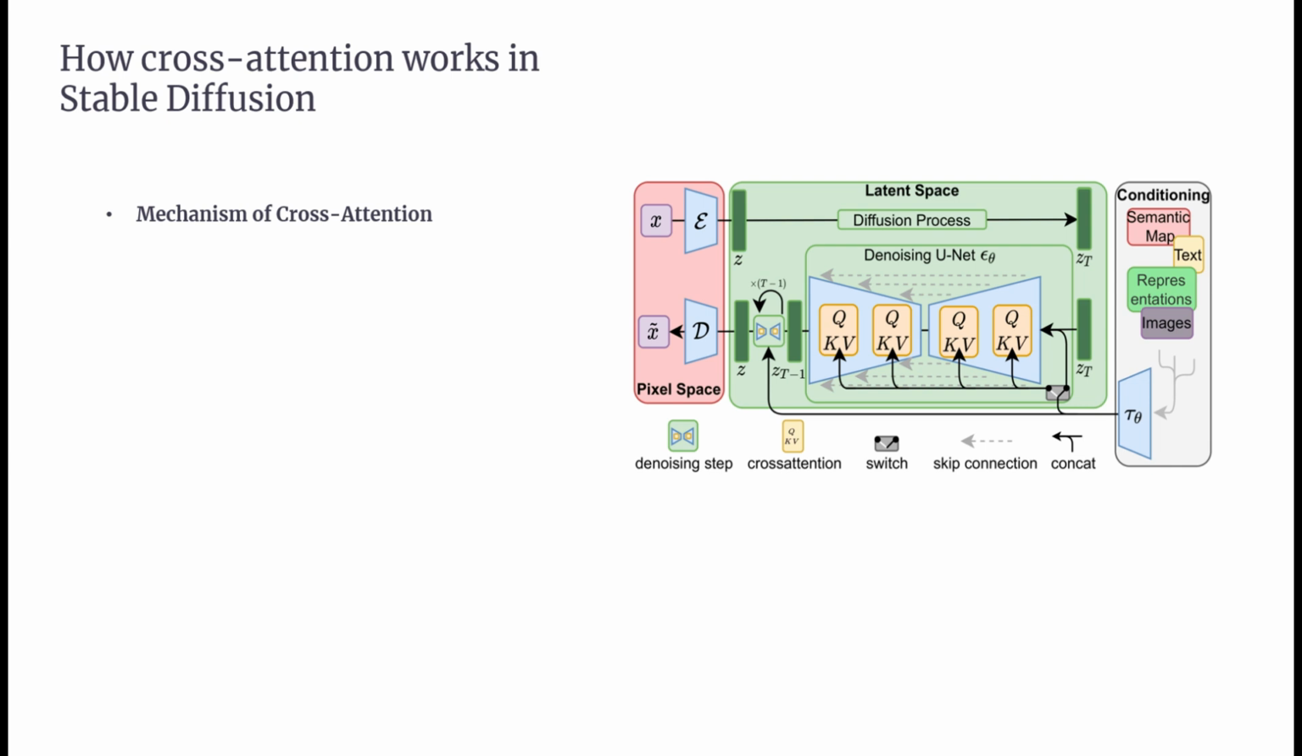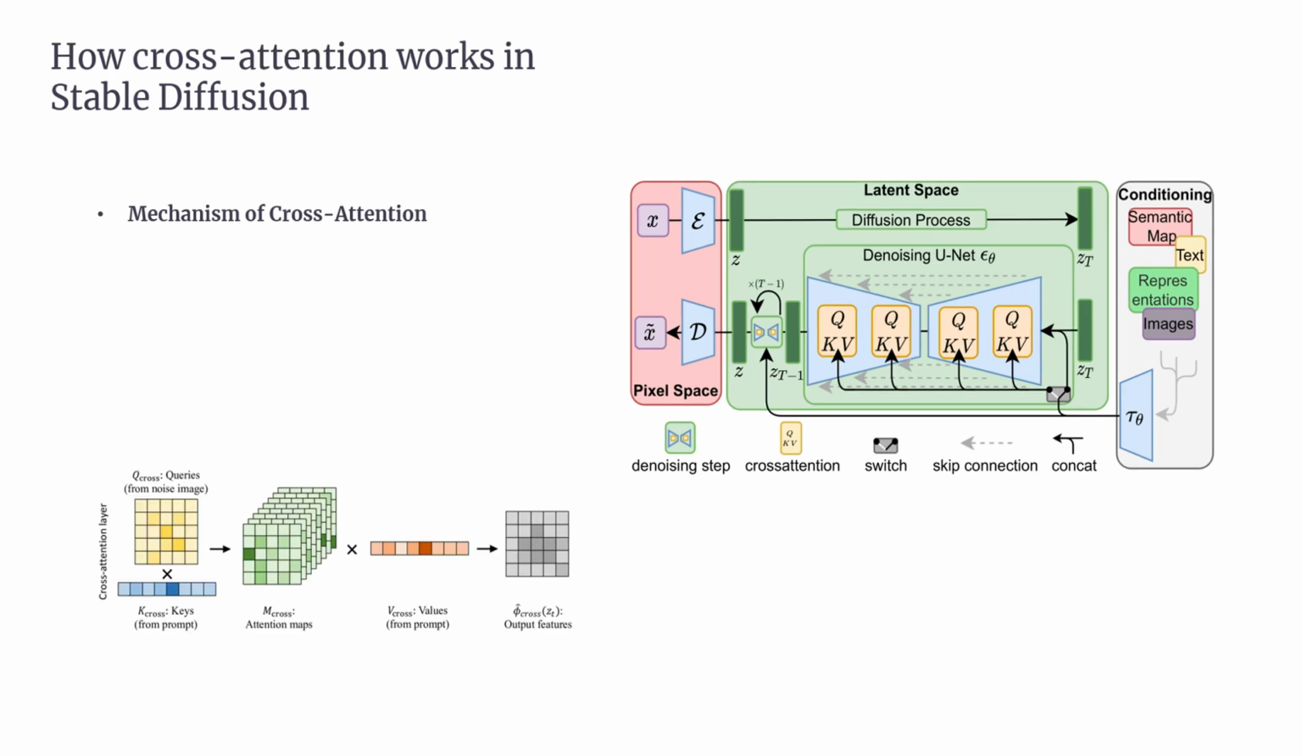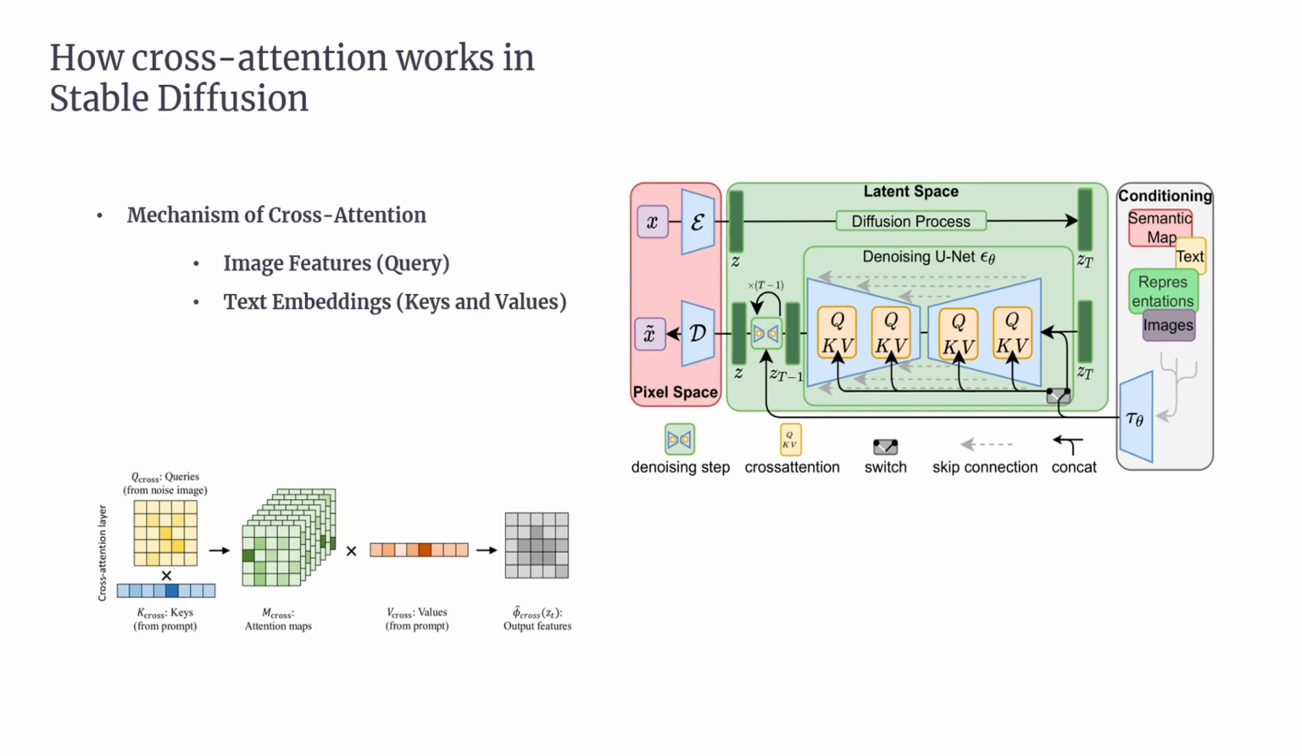In Stable Diffusion, the cross-attention layer is responsible for fusing information from two different sources. 1. Image features, query. The query comes from the noisy latent image's spatial features. These are the current noisy representations of the image at each denoising step. 2. Text embeddings, keys and values. The keys and values are derived from the text embeddings, which represent the input text prompt. These embeddings provide the textual context that the model uses to guide the image generation.